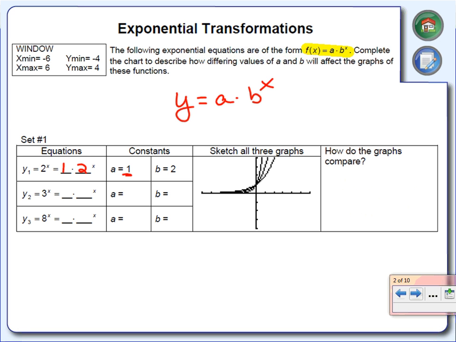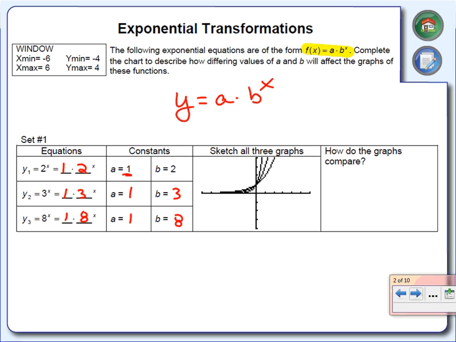Same thing for that second equation, y equals 3 to the x power. There is an a and there is a b. The a value is 1, the b value is the 3, which means the equation really is 1 times 3 to the x power. And then, of course, that last one there's the same thing, 8 to the x power. The a is 1, the b is the 8, which means the equation we're really looking at is 1 times 8 to the x power. So even though you don't see the a value, it is there, an invisible 1.